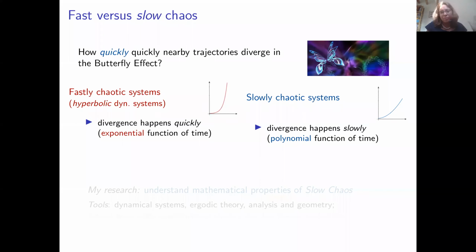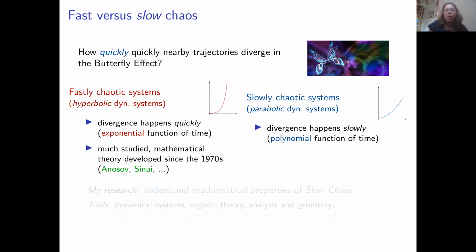A better term, maybe: hyperbolic dynamical systems are fast chaotic. And what I will tell you about today are parabolic dynamical systems. Hyperbolic dynamical systems, as we know, are very well understood. The theory starts from the 70s, with many names, and partially hyperbolic and non-uniformly hyperbolic systems. There is a lot of theory going on. On the other hand, parabolic dynamical systems, or slowly chaotic ones, are much less understood, and there is no general theory. We mostly try to understand examples.